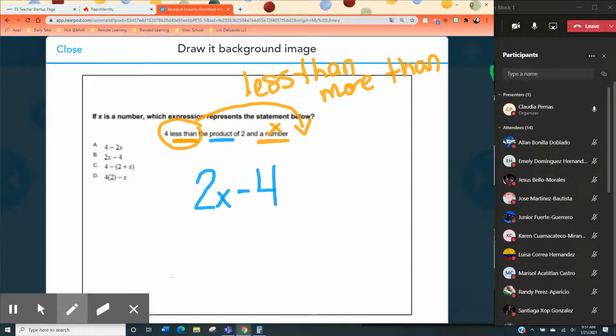If you need to write a little note so that you remember that less than and more than comes after, do that, because I love to use examples like this to make sure that we're understanding those words, because they are tricky. So our answer would be B. I saw some people put C. Remember, it says product. If it had said sum, then it would be 2 plus x or x plus 2. But product means you're multiplying.